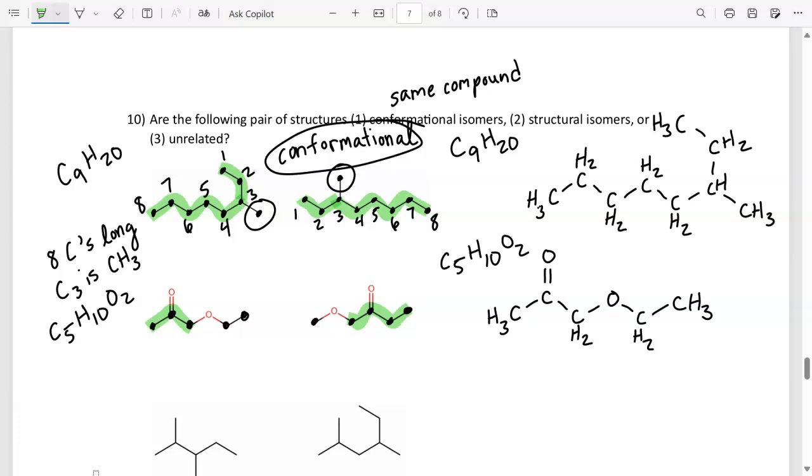So I can already tell that these are not the same compound because the first one is only 3 carbons long before I hit an oxygen. And the second one is 4 carbons long before I hit an oxygen. Okay, so they have the same molecular formula. They are isomers, but I can tell they're not the same compound, and so they have to be structural.